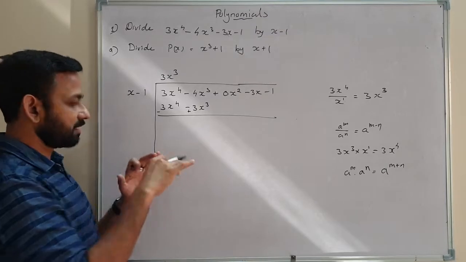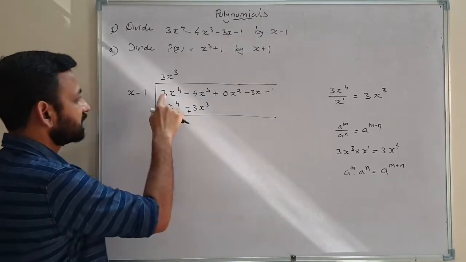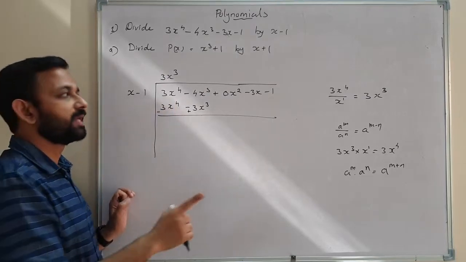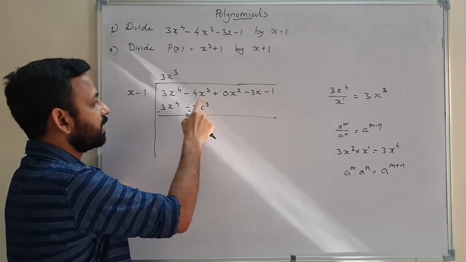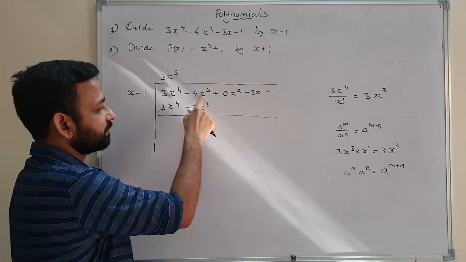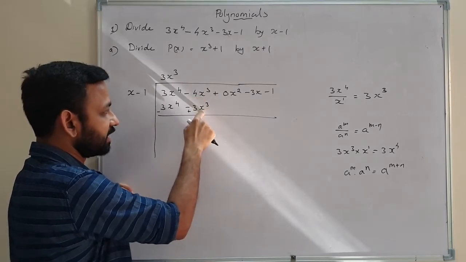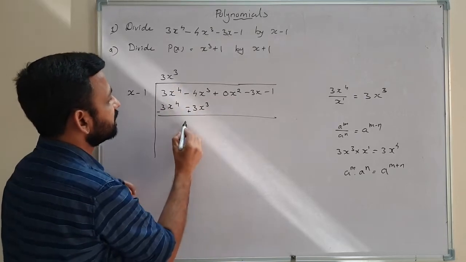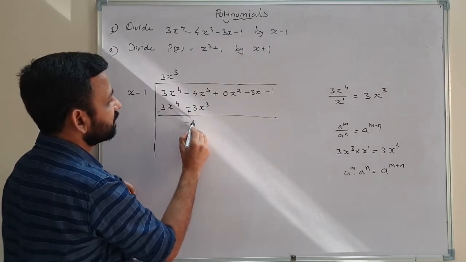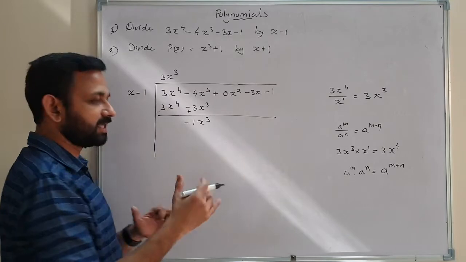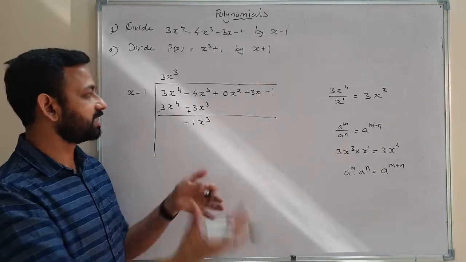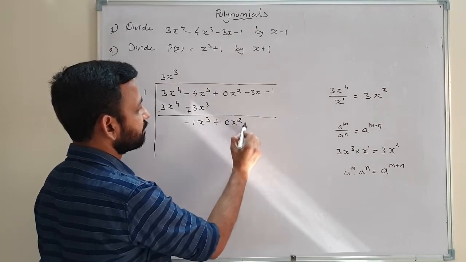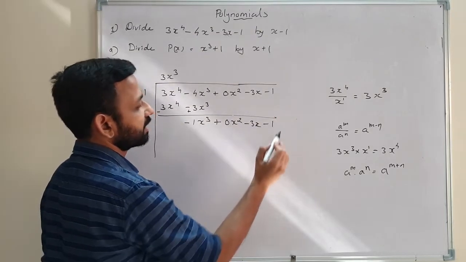Then we will consider the second sign: 3x raised to 4 minus 3x raised to 4 is 0. Then minus 4x cube plus 3x cube. Like terms, x cube same. So minus 4 plus 3, that is minus 1. So we will get minus 1x cube, or minus x cube. Then we will write the rest of the terms: plus 0x square, then minus 3x minus 1.